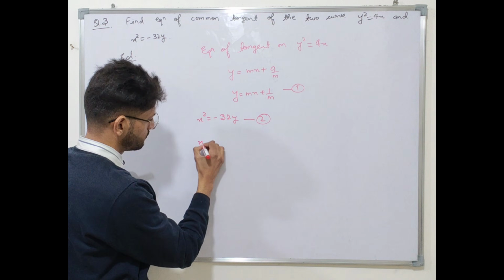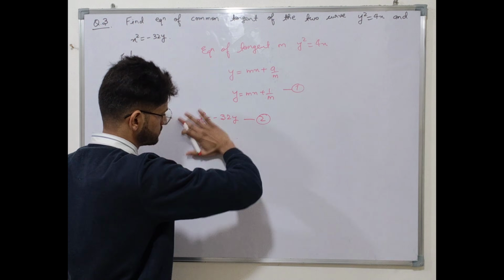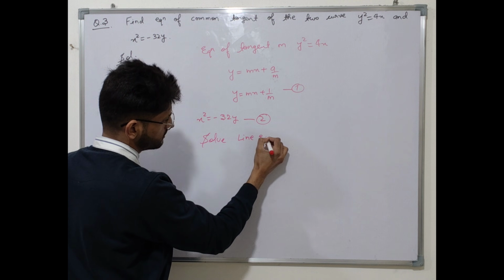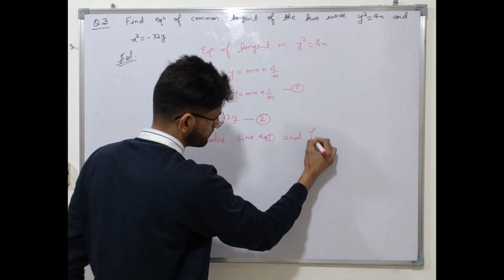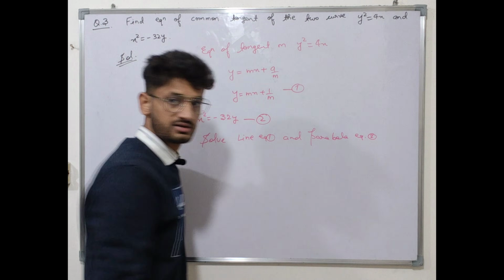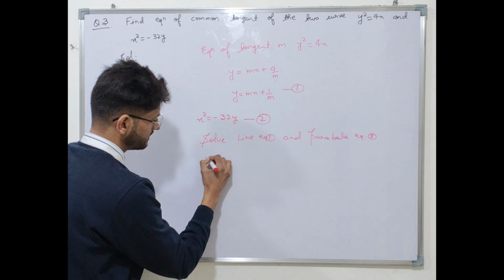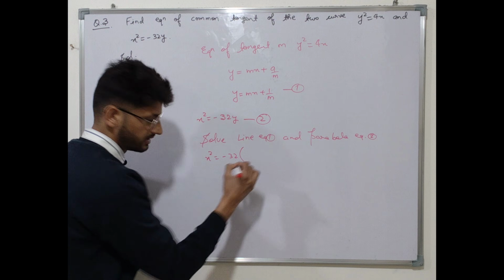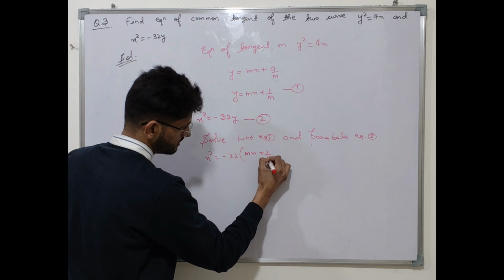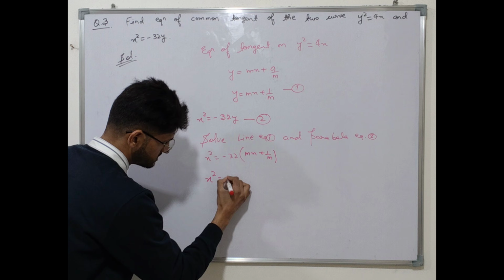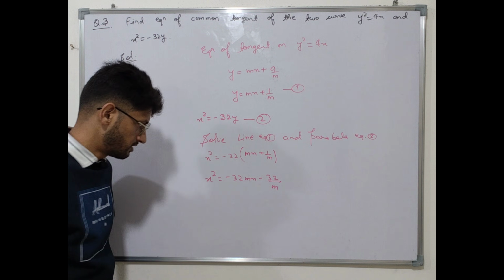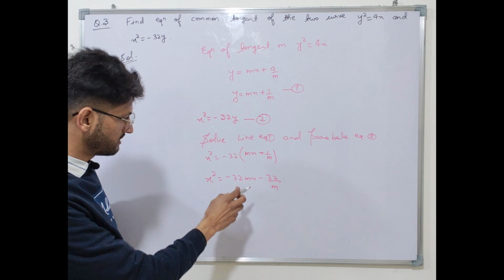In this case, we can solve the line, that is equation number 1, and the parabola, that is equation number 2. So we can write x square equals minus 32y. In place of y, we can write this value, mx plus 1 upon m. So now we can solve it as minus 32mx minus 32 upon m. Now let's see how we can proceed here. We can simplify it.